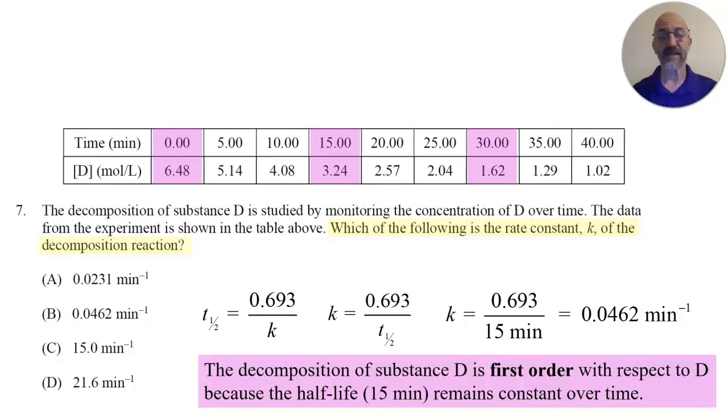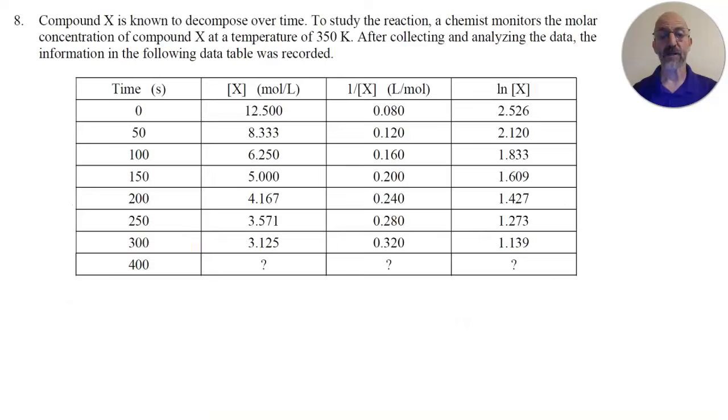So 0.693 divided by 15 minutes gives me a value of 0.0462, and my units are inverse minutes. So that is the value of the rate constant, which means that the correct answer to question 7 is choice B. Now let's take a look at question 8.